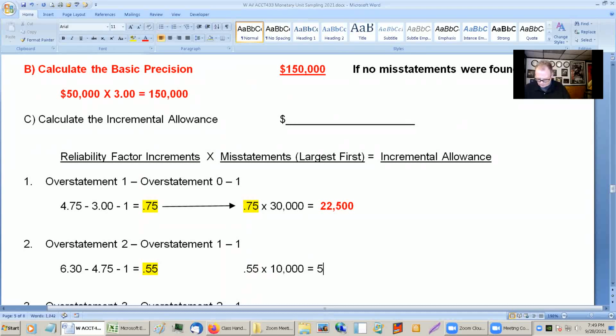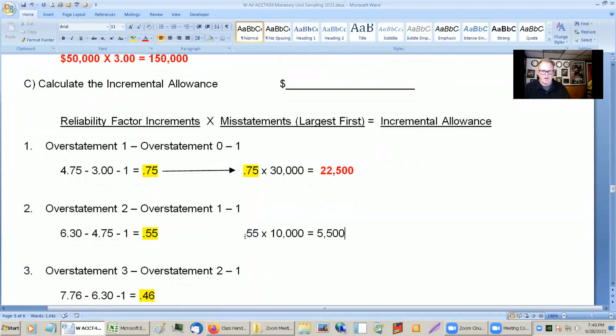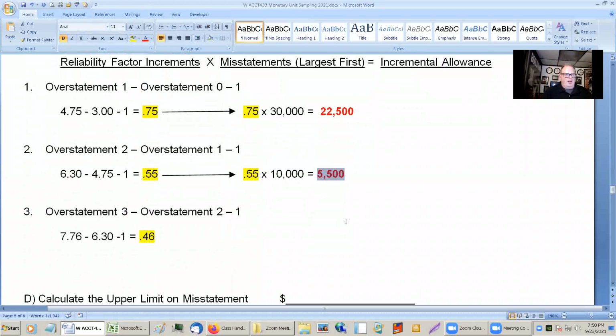Is it 0? Yeah, there really isn't one. Even if we did multiply, it'd be 46 times 0, it wouldn't make any difference. And there really isn't one down here. You don't need to do this, but if you did, if there was a third one that we include in the incremental, you do it down the line.